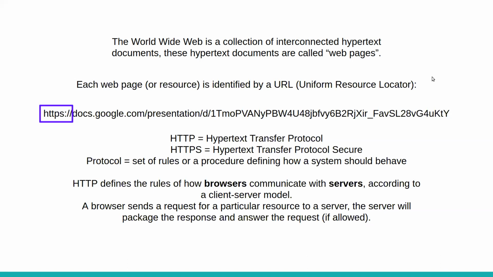Protocol, you guys might not know what a protocol is. The formal definition is just given here, or somewhat formal. A protocol is just a set of rules or a procedure defining how a system should behave, okay? So the hypertext transfer protocol is just a set of rules dictating how we transfer hypertext, okay? That's it. Hypertext transfer protocol secure is just an encrypted version of HTTP.